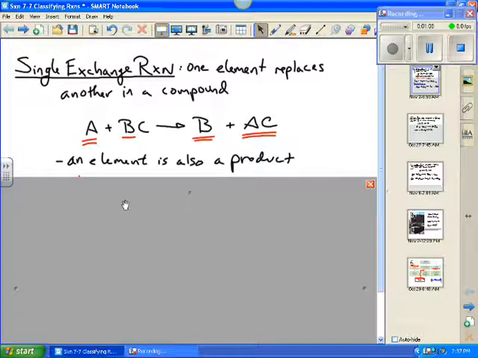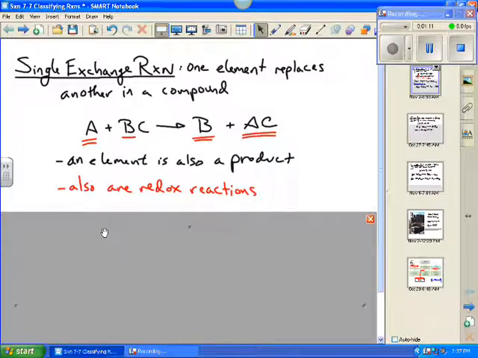This is also another type of redox reaction. If you think about it, remember the oxidation state of pure elements is always 0. So let's take A as an example. A in this case is a pure element as a reactant, but as a product it is in the compound AC, and it looks like it's a cation there because it's listed first. So this takes on a positive oxidation state and is therefore oxidized. B must be reduced. B is positive over here, but the oxidation state of a pure element is 0. So B is reduced. So again, single exchange, another type of redox reaction.